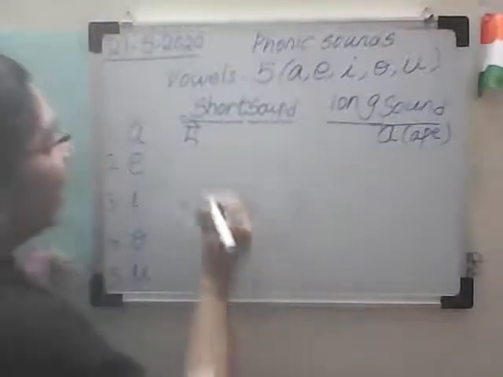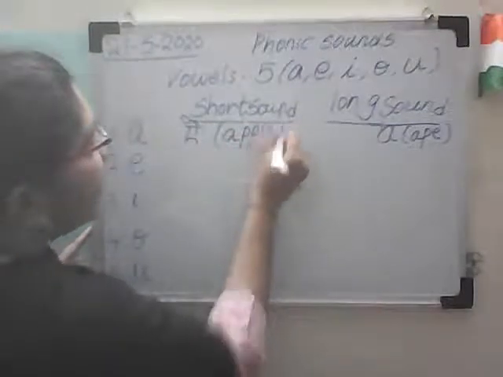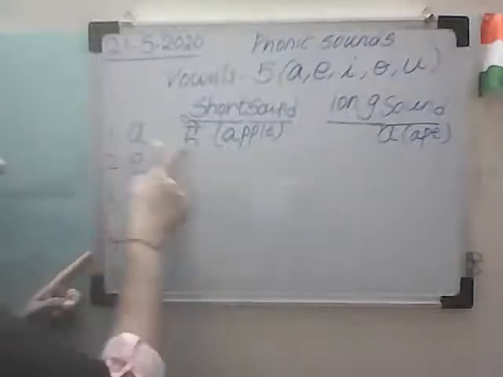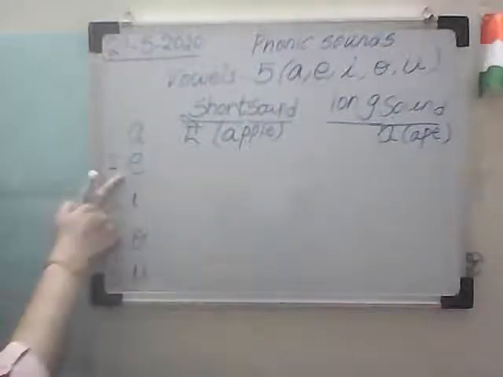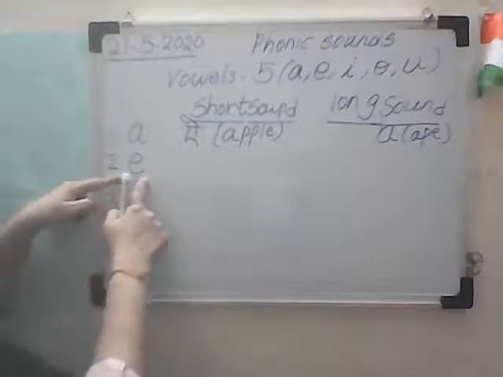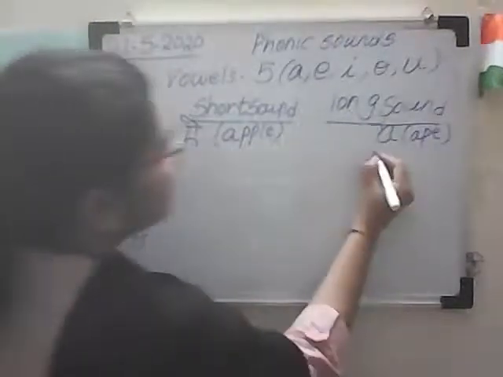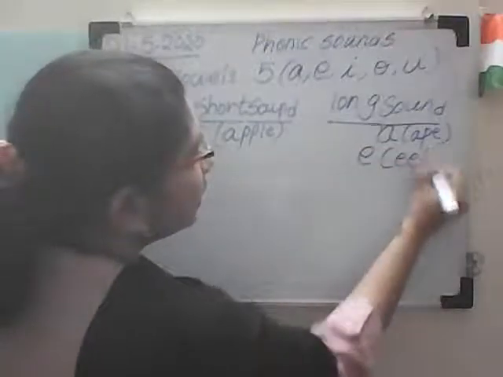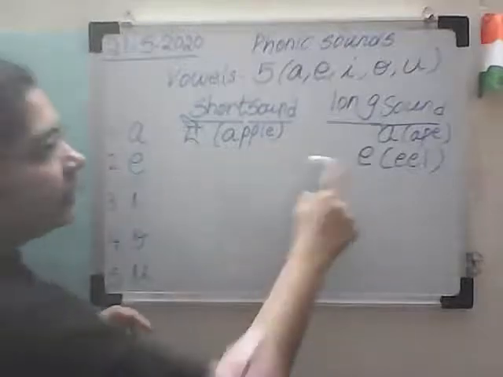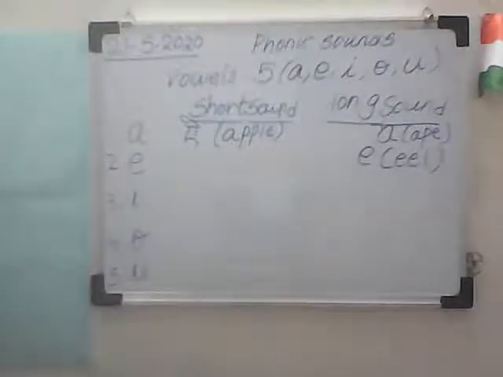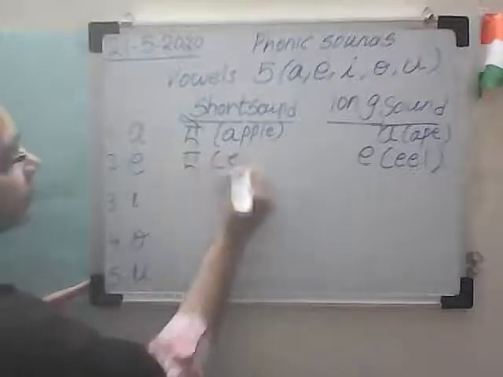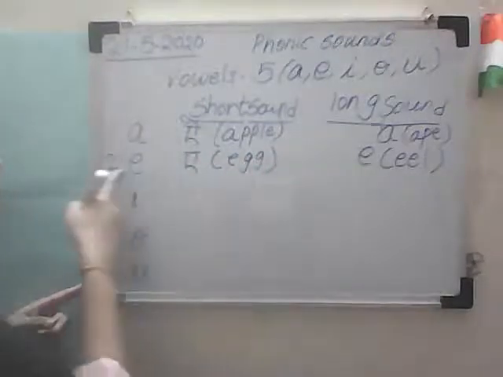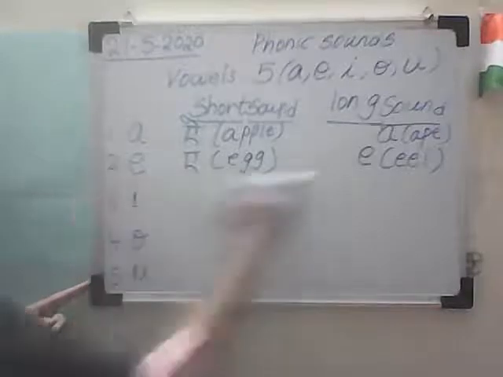Apple. So A can be A or A. E. Long vowel sound for E is E only. Eel. And short vowel sound for E is egg. So E can be E or A.